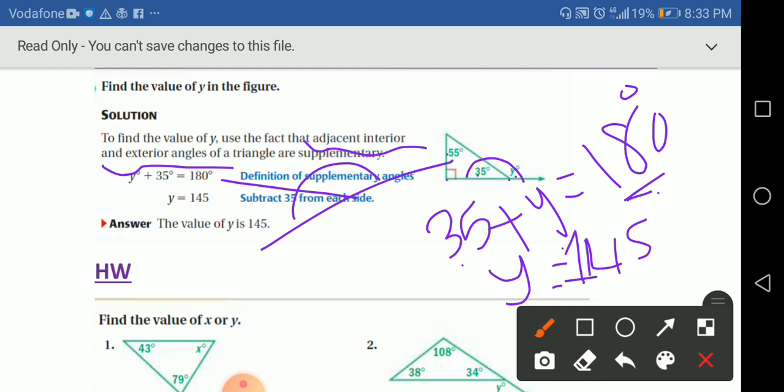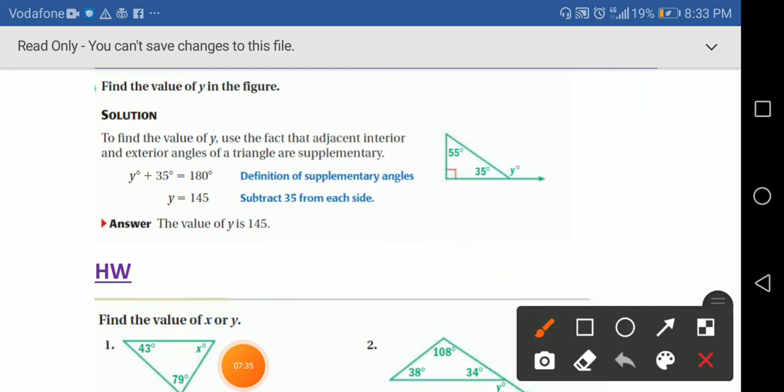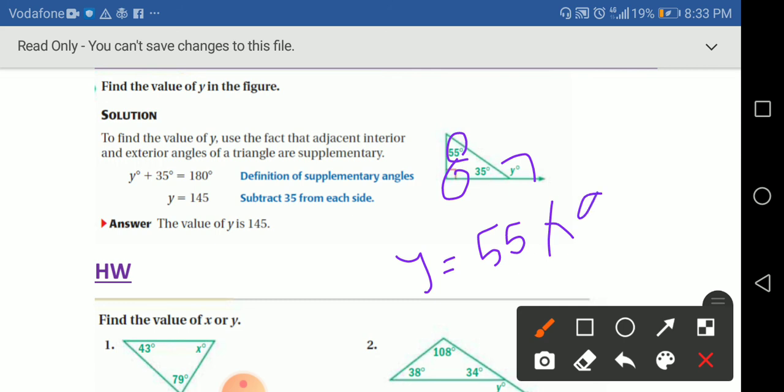And if you use the exterior angle theorem that I told you, y equals the sum of 55 plus 90 degrees. So this will give you also 145, the same.